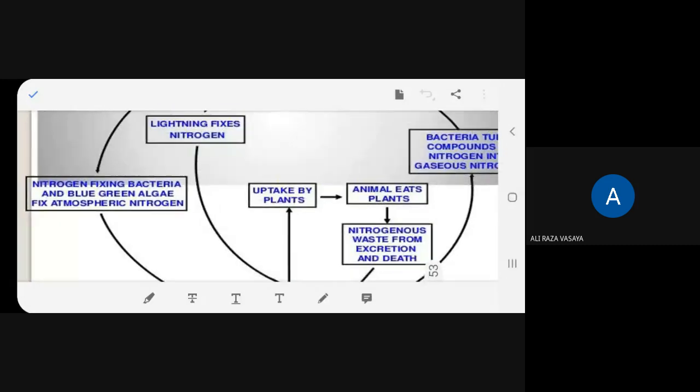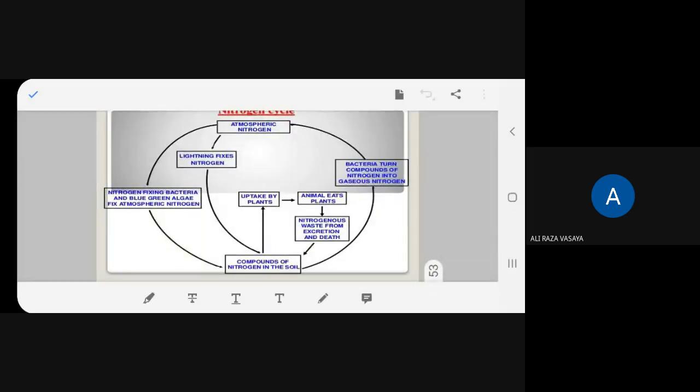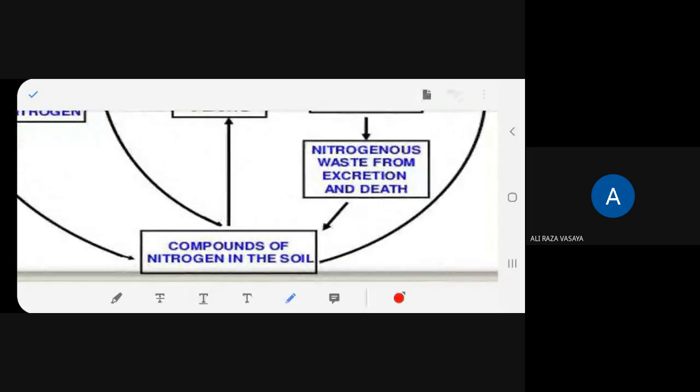Now the lightning is fixing nitrogen, and there are bacteria and blue-green algae which are fixing nitrogen. Where does it go? Soil. And what are they making? They are making compounds of nitrogen. Who is making that? The bacteria in the soil and the blue-green algae, which are present in the soil, are making nitrogen compounds. Is this clear?